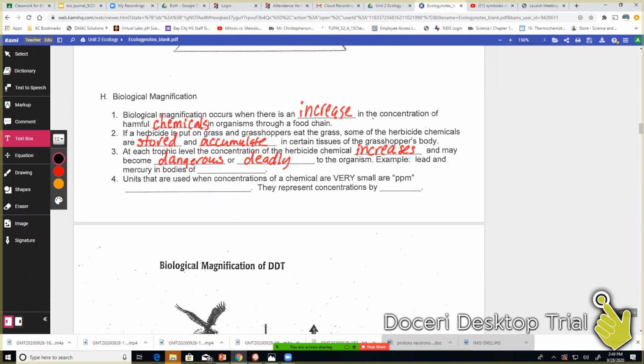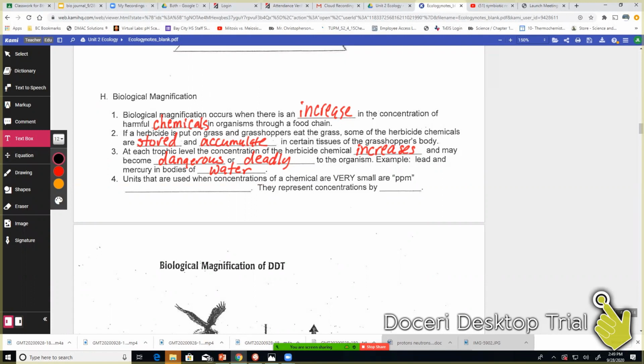So examples are lead and mercury in bodies of water. Over the past few years, there has been a lot of talk about lead, and lead can cause brain damage, especially in children. And it can get in the water, and then the kids drink it, or maybe eat fish or food that has that, and then that accumulates and becomes more dangerous as you move up the trophic levels.